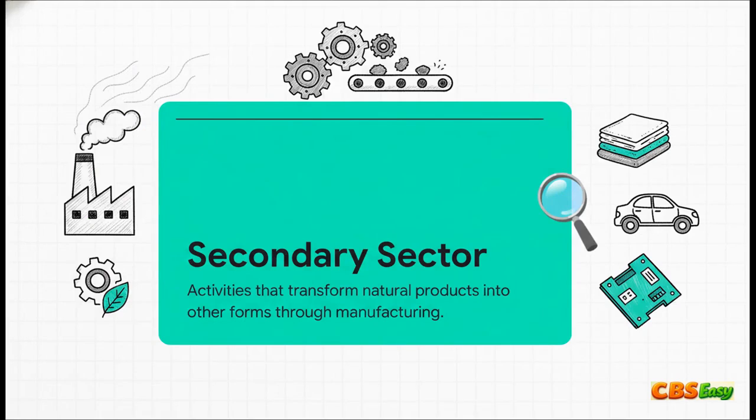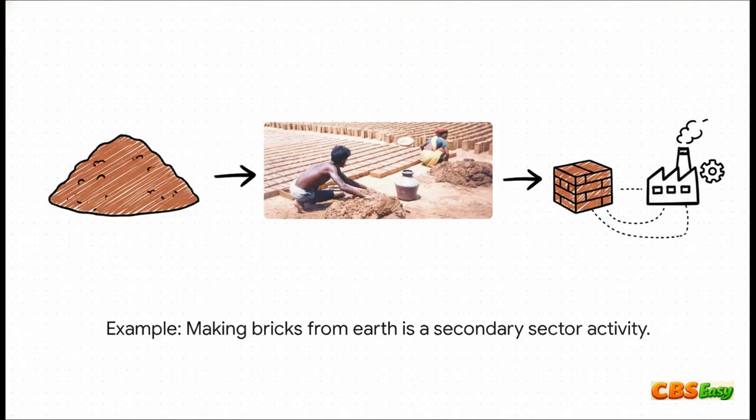Okay, let's level up and see how this all connects. Welcome to the secondary sector. This is the manufacturing hub, the crafting station. This is where we take all those natural products from the primary sector and transform them into something else through manufacturing. This is the world of factories and industry. And this is a perfect example. We take a natural product, earth, clay, whatever, from the primary sector, and we use an industrial process to turn it into something totally new. Bricks, you see? From natural resource to a manufactured good. That's the secondary sector for you.